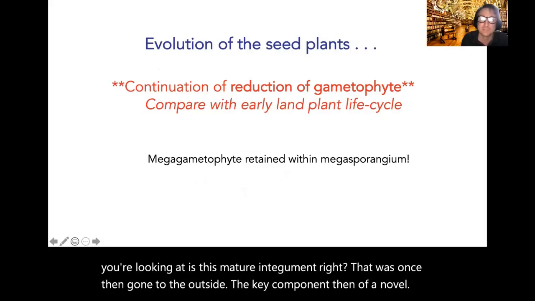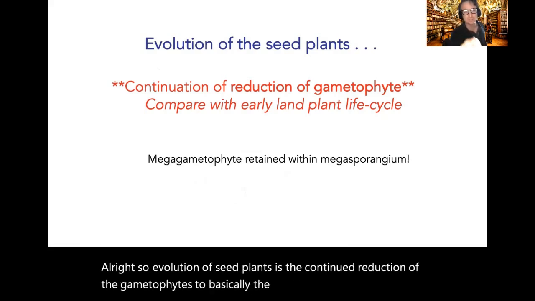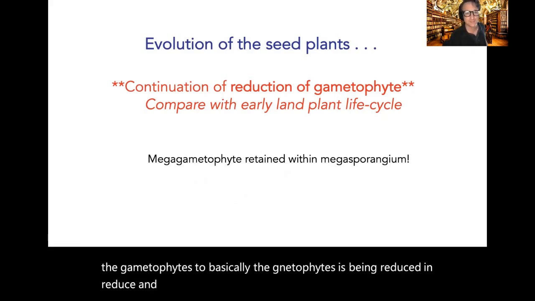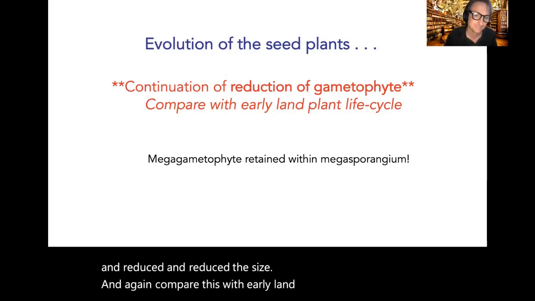All right, so evolution of seed plants is the continued reduction of the gametophyte. The gametophyte is being reduced and reduced and reduced in size. And again, compare this with early land plant life cycles.